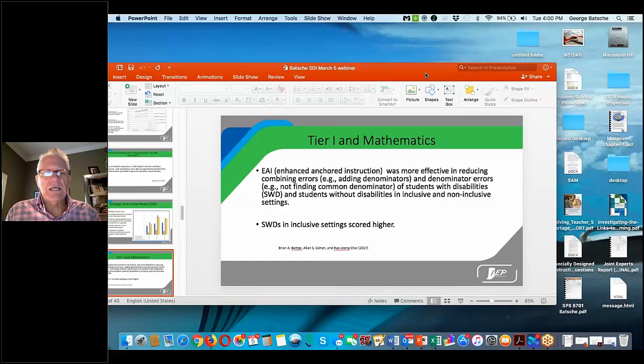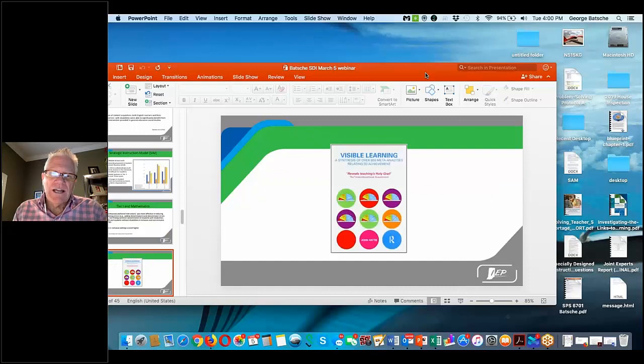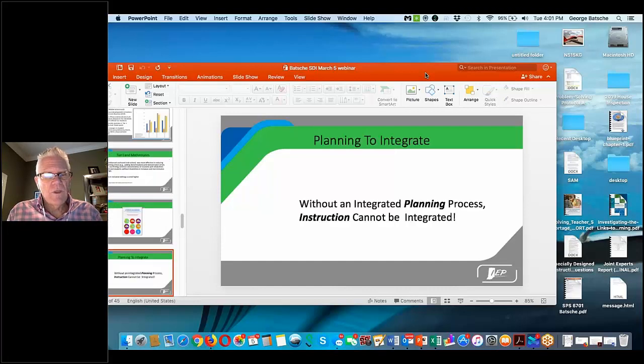We also have it for mathematics. Enhanced anchored instruction, EAI, is evidence-based. Once again, it works for inclusive and pull-out settings, but kids with disabilities who got it in Tier 1 grew at a faster rate than students who got it in pull-out. You're all familiar with John Hattie's Visible Learning. There are a number of resources out there to identify evidence-based approaches to teaching in Tier 1 and elsewhere that we can look at being more inclusive.